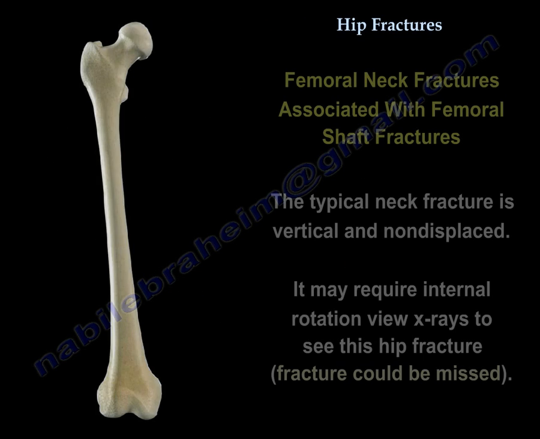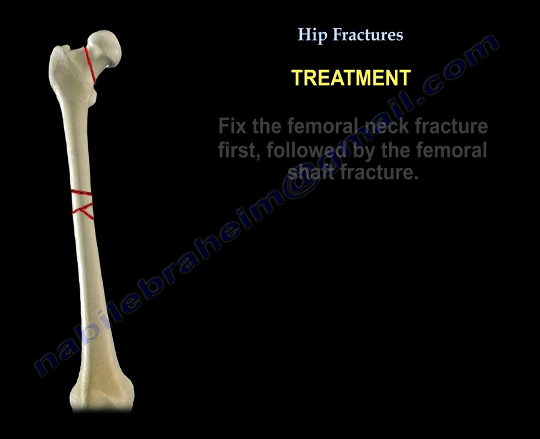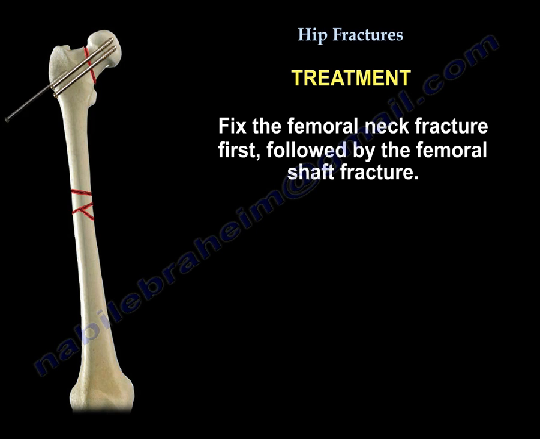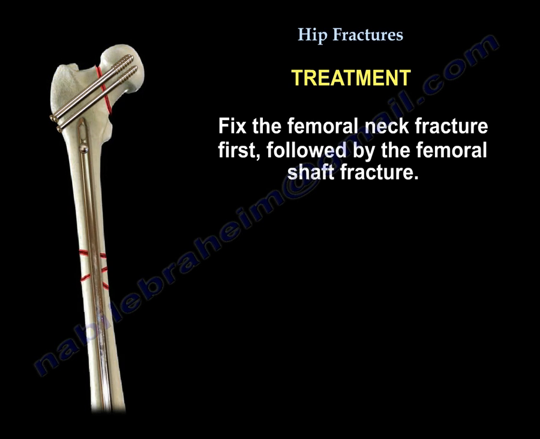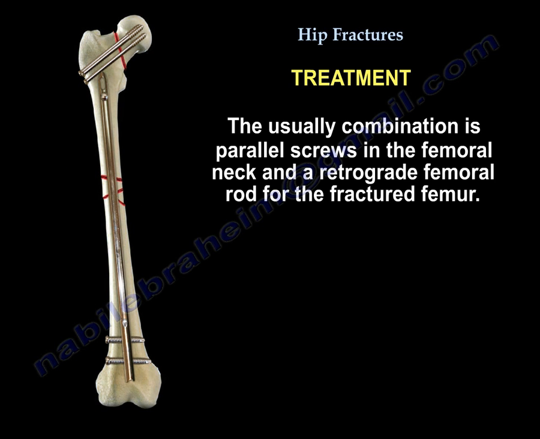Another area of interest is the femoral neck fractures associated with femoral shaft fractures. The typical neck fracture is vertical and non-displaced. It may require internal rotation view X-rays to see that fracture. This fracture can be missed. The treatment of these associated fractures is to fix the femoral neck fracture first, followed by femoral shaft fracture. The usual combination is parallel screws in the neck and retrograde femoral rod for the fractured femur.